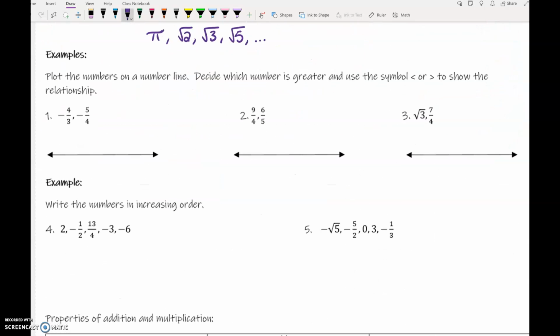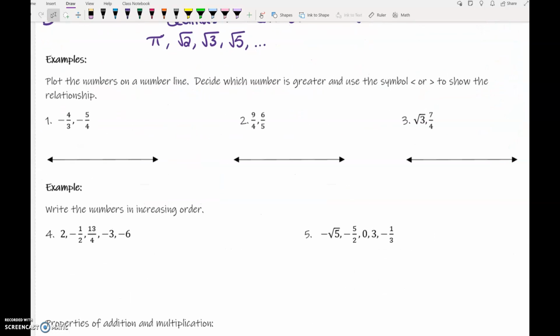Okay, on your assignment, we are not going to plot these numbers on a number line. The number line is really just there if you need help deciding which one is bigger. We are going to use a less than or greater than symbol in between these numbers to show which one is bigger. So you may have to convert these to decimals to be able to compare them better.